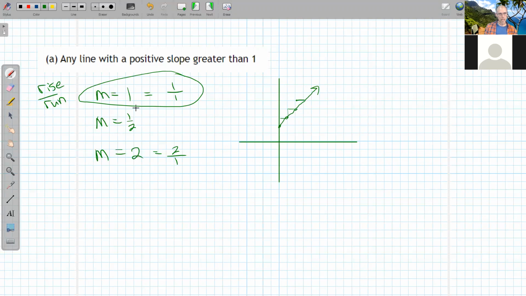For a slope of 1/2, oops, wrong color, there we go. Let's do that one in red. From any point, so maybe I pick this point here, that one says to go up 1 but right 2, up 1, right 2, up 1, right 2. And so this would be a set of points with a slope of 1/2.